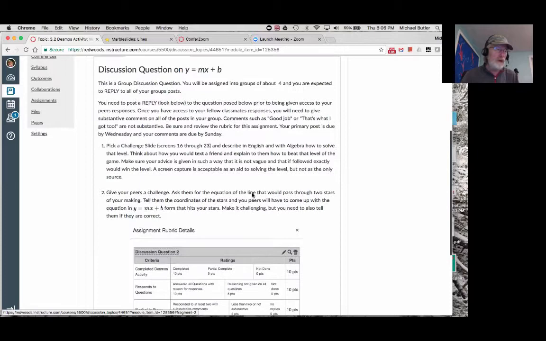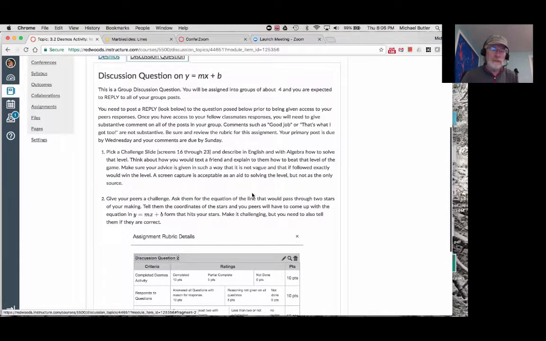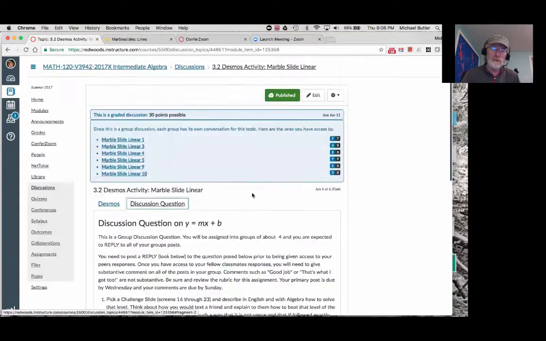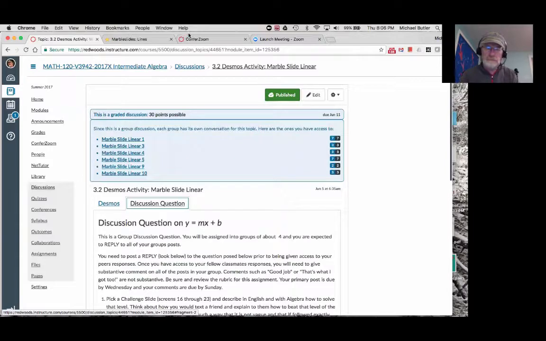And then give them 2 stars that you're making and ask them to come up with y equals mx plus b. That one's actually easier than it sounds. You're just going to give them 2 points because the stars are points, aren't they? And so you give them 2 points and ask them to come up with the equation of the line that's going through those 2 points. Okay, so let's go back to the game.